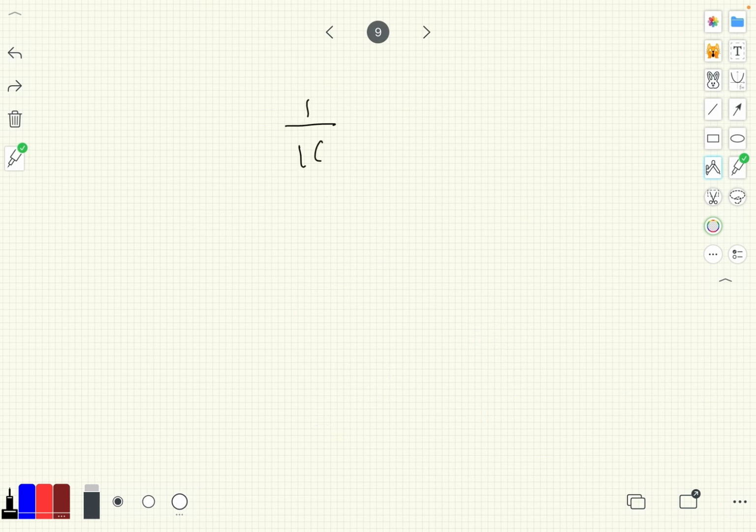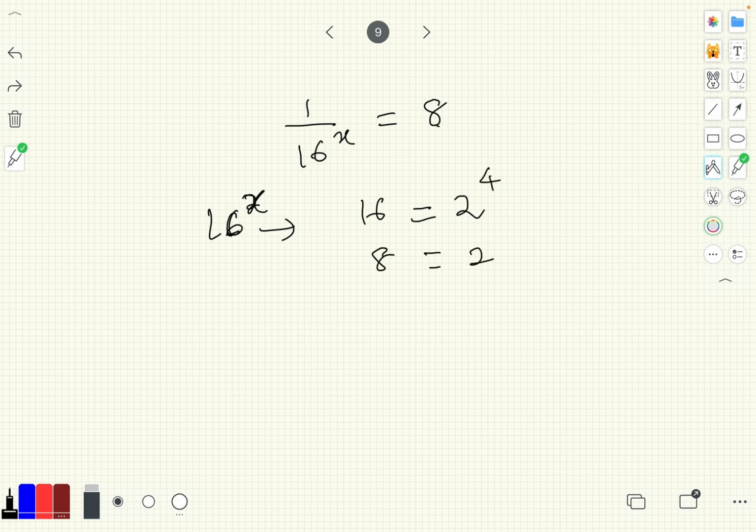1 over 16 to the x is equal to 8. So again, the idea is we're going to write in the same base. So 16 to the x. I write 16 as 2 to the 4 and 8 as 2 to the 3.